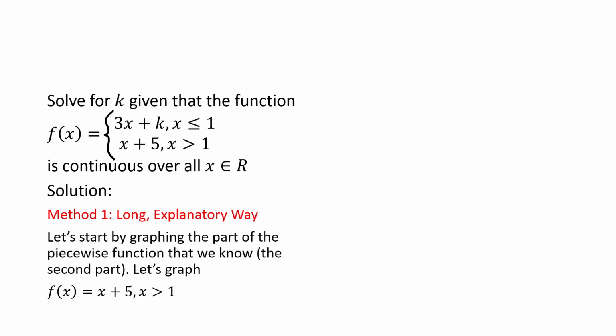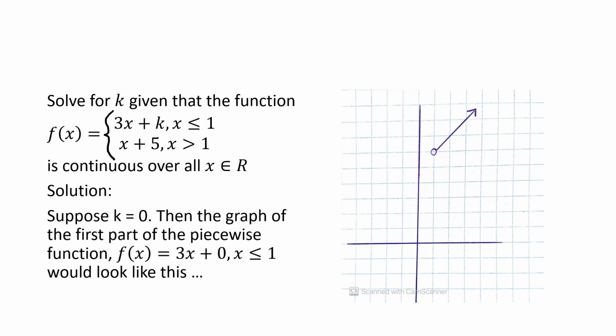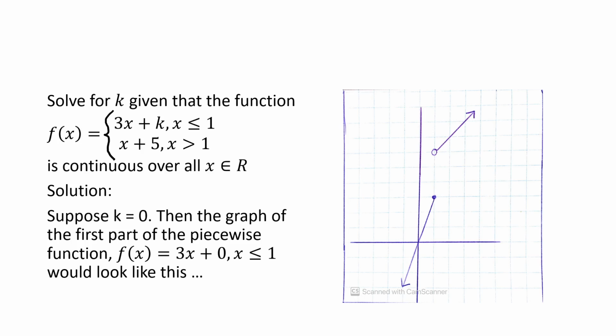It's not that long. We'll start by graphing the part of the piecewise function that we know, which is the second part. So we're going to start by graphing this part of the function, and it looks like that. Now, we don't know exactly what this looks like, so let's pretend that we let k equal 0. And if we let k equal 0, that upper part would just look like this. Now, are those two continuous? Is that one continuous function? Absolutely not. There's a gap there. And we can't have that if we're going to call it continuous.